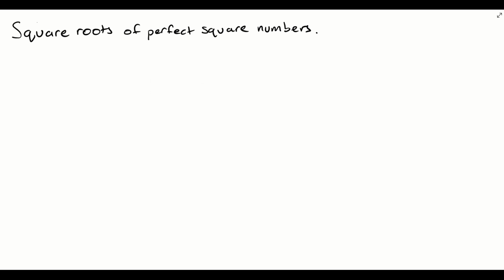Okay, so in this video, we're going to look at how we can find the square root of what we call perfect square numbers. And these terms will make a little bit more sense as we go through and do some examples. But to start off with, we need to remind ourselves a little bit about indices.